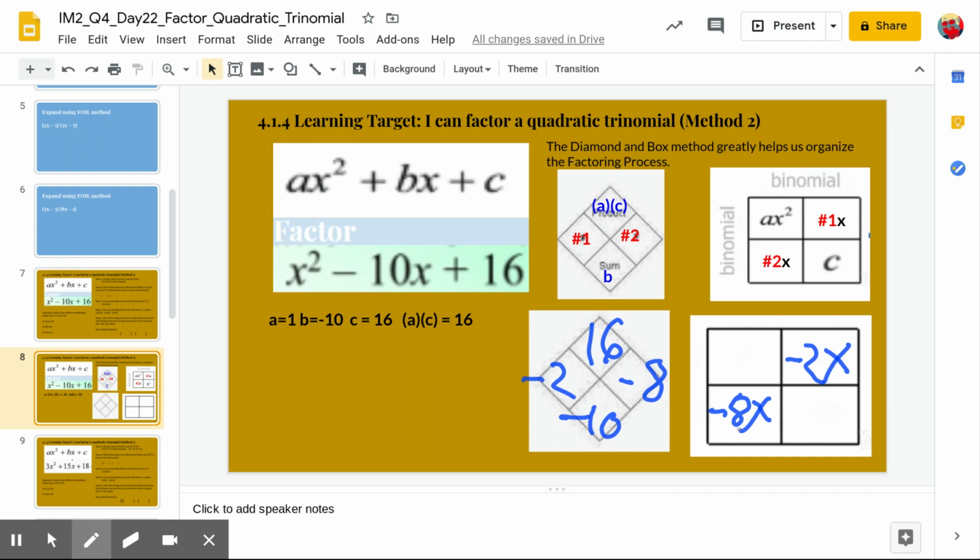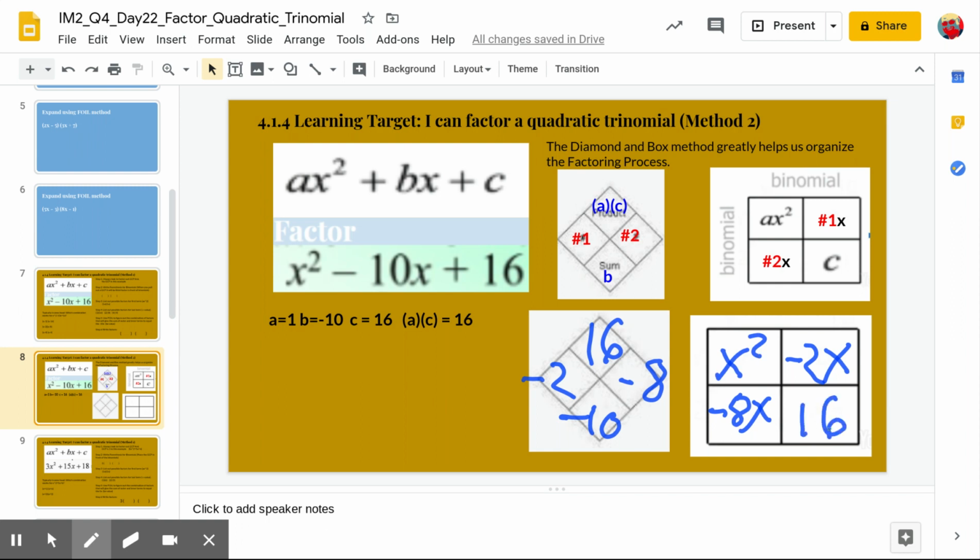Okay? The other two boxes are always easy. The first upper left box will be your ax squared every time. So in this case, it's 1x squared. So that's what goes in the upper left box. Your lower right box will always be the c value, which is easy. That's just the constant. That's the number 16 in this example.